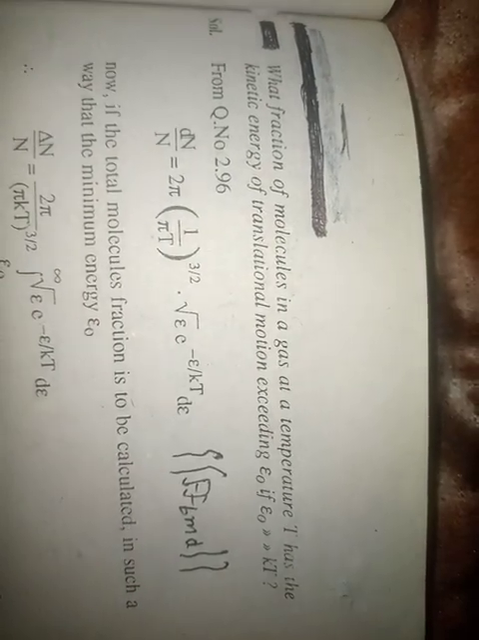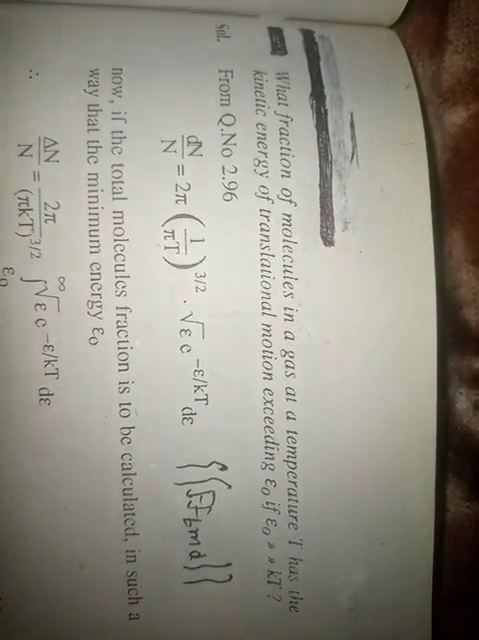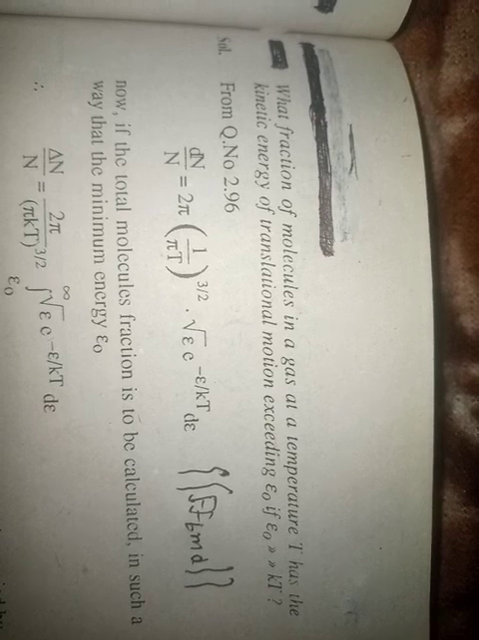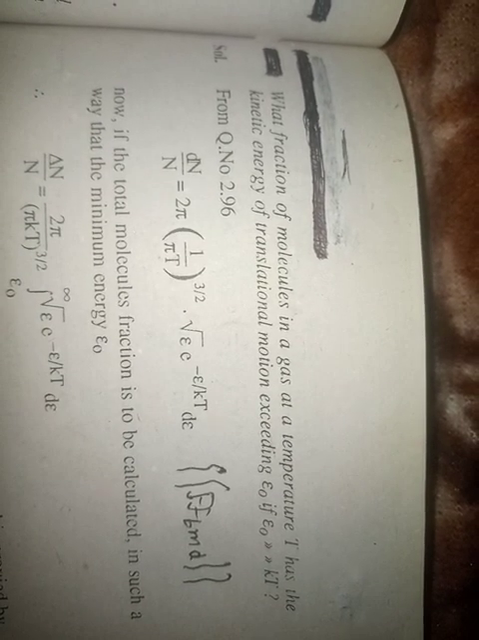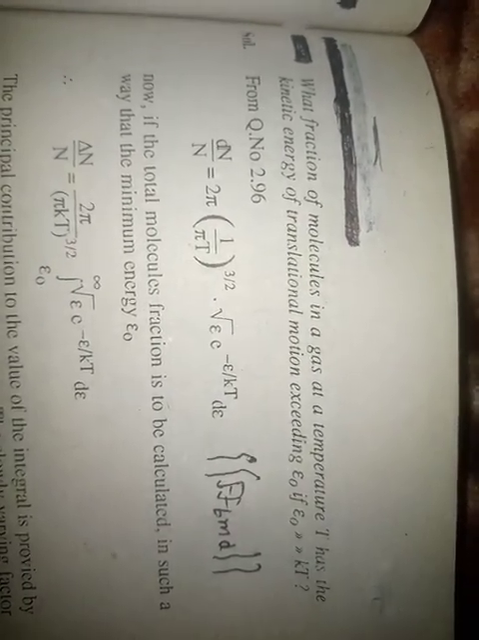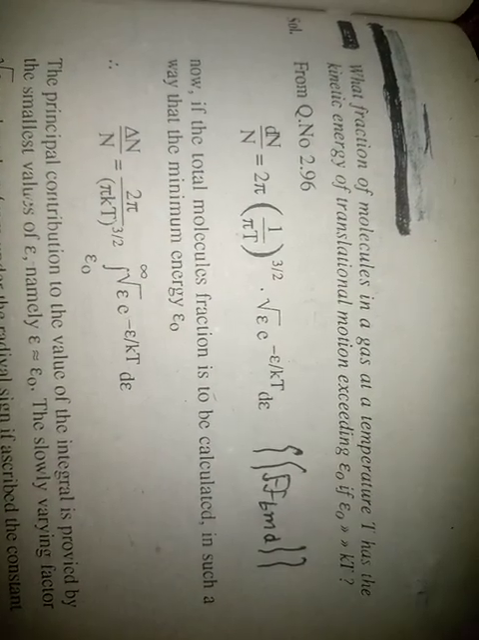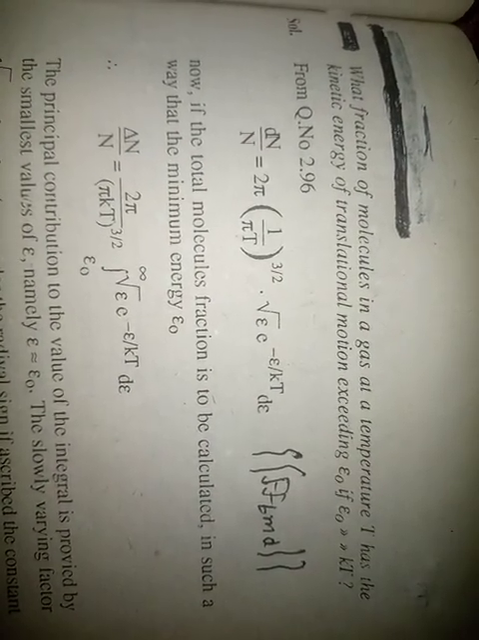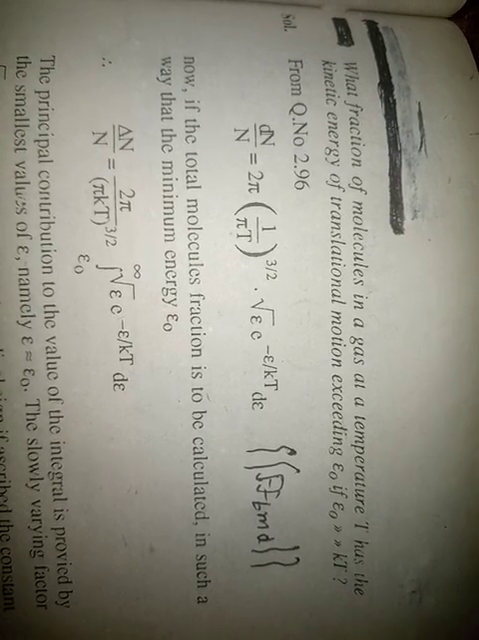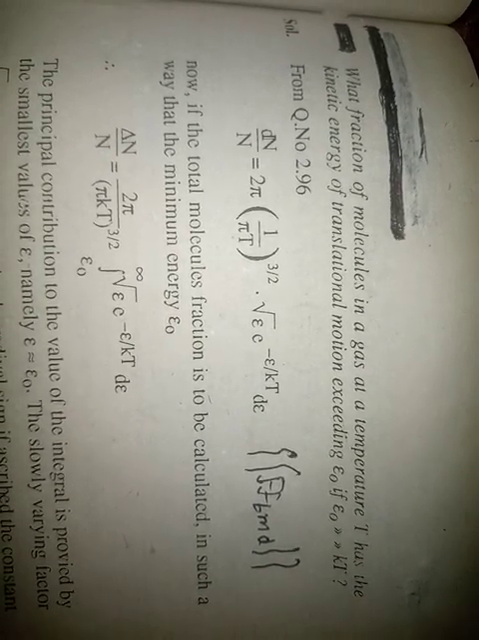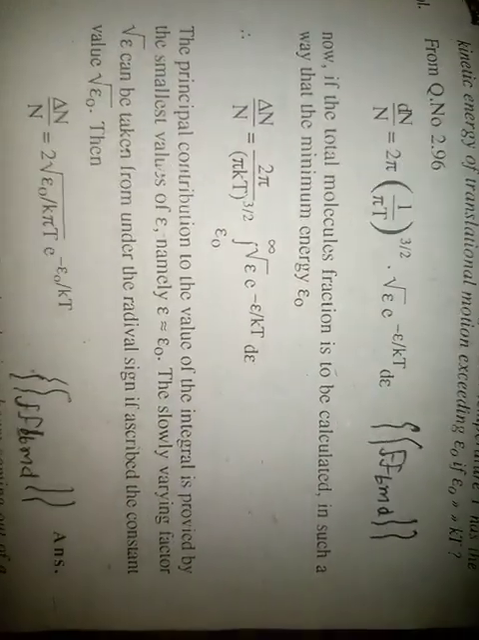What fraction of molecules in a gas at temperature T has the kinetic energy of translational motion exceeding ε₀, if ε₀ is very much greater than kT? From the previous question, dn/n equals 2π (1/πkT)^(3/2) √ε e^(-ε/kT) dε.